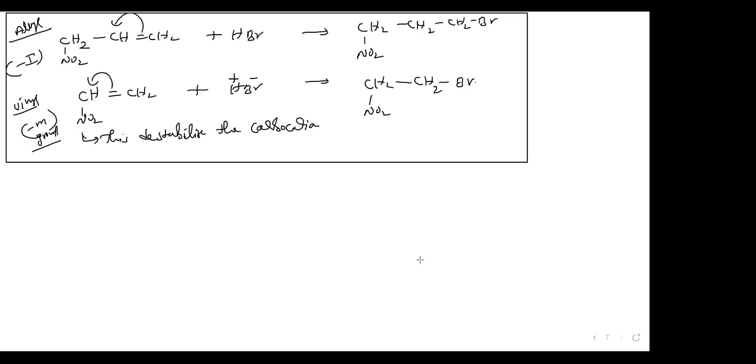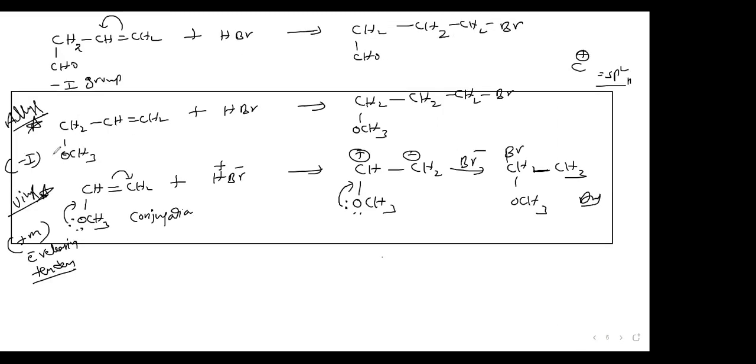Once check this one. Once in this case, check. Minus I group, here plus M group. You are getting a Markovnikov type answer. Here, this is opposite, we are getting the anti-Markovnikov answer. In this case, Markovnikov answer, because in this case, the OCH3 group is acting as an electron releasing or donating group.